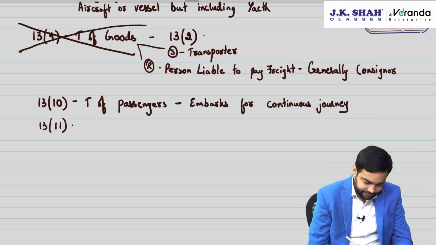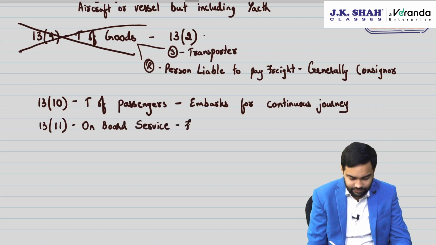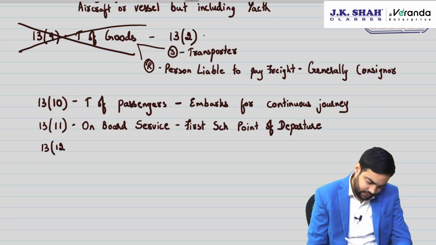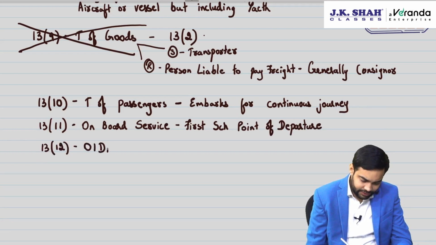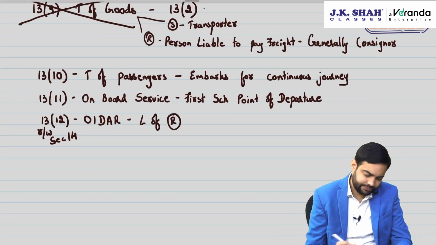13.11 deals with on-board services. On-board services is on board of a conveyance. The place of supply is first scheduled point of departure. Thereafter, you have 13.12, which deals with online information database access retrieval services. We will read this and 14 together. OIDAR, the place of supply is location of recipient.